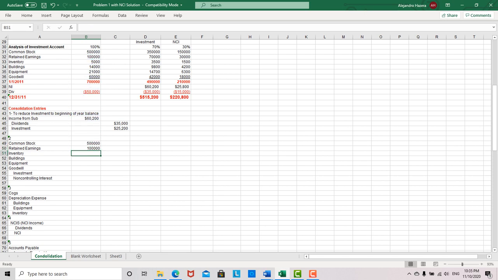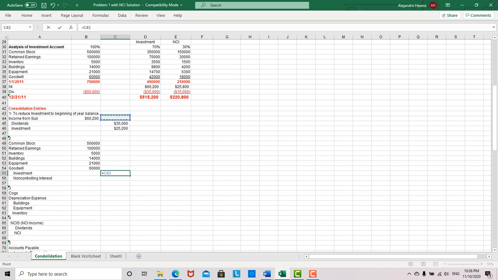These are my debits. So I've got inventory for 5,000. We wrote up inventory when we bought the company for 5, buildings for 14, equipment for 21, and we have goodwill of 60,000. Okay, so when you do this entry, take the amounts, debit the amounts at their 100% values. And then since you've got 100% on the debit side, which equals 700,000 by the way, the easiest thing to do to get this thing to equal is have two credits.